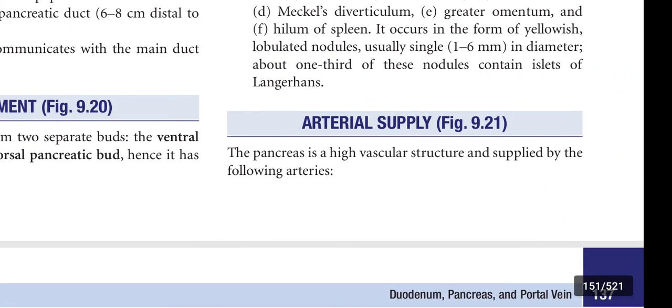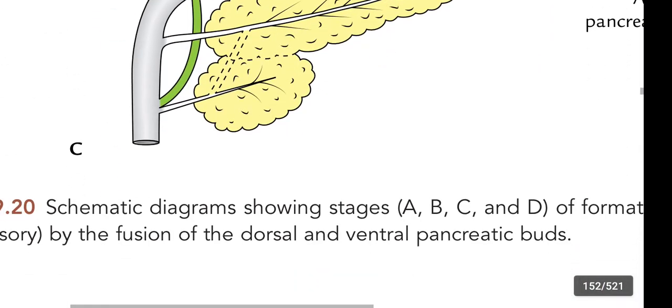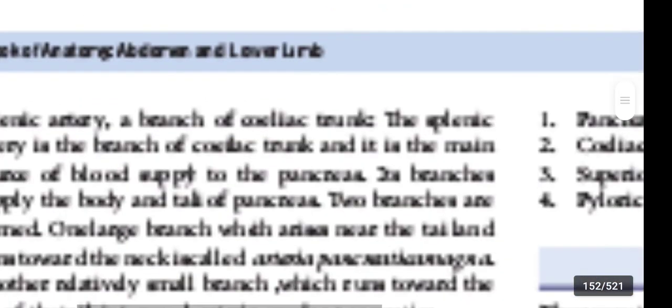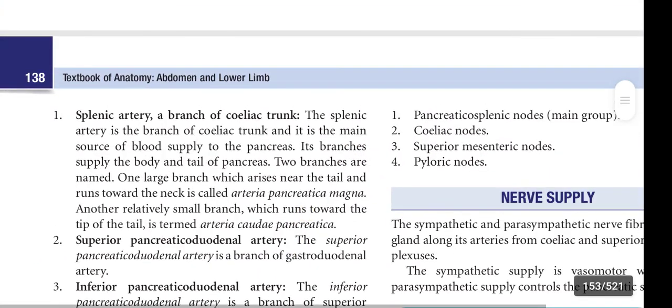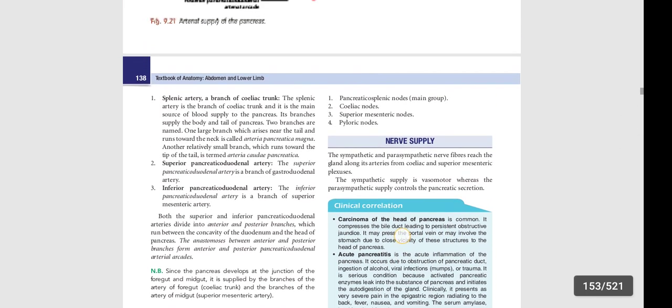In the next video we are going to learn about the arterial supply, venous drainage, lymphatic drainage, and nerve supply.